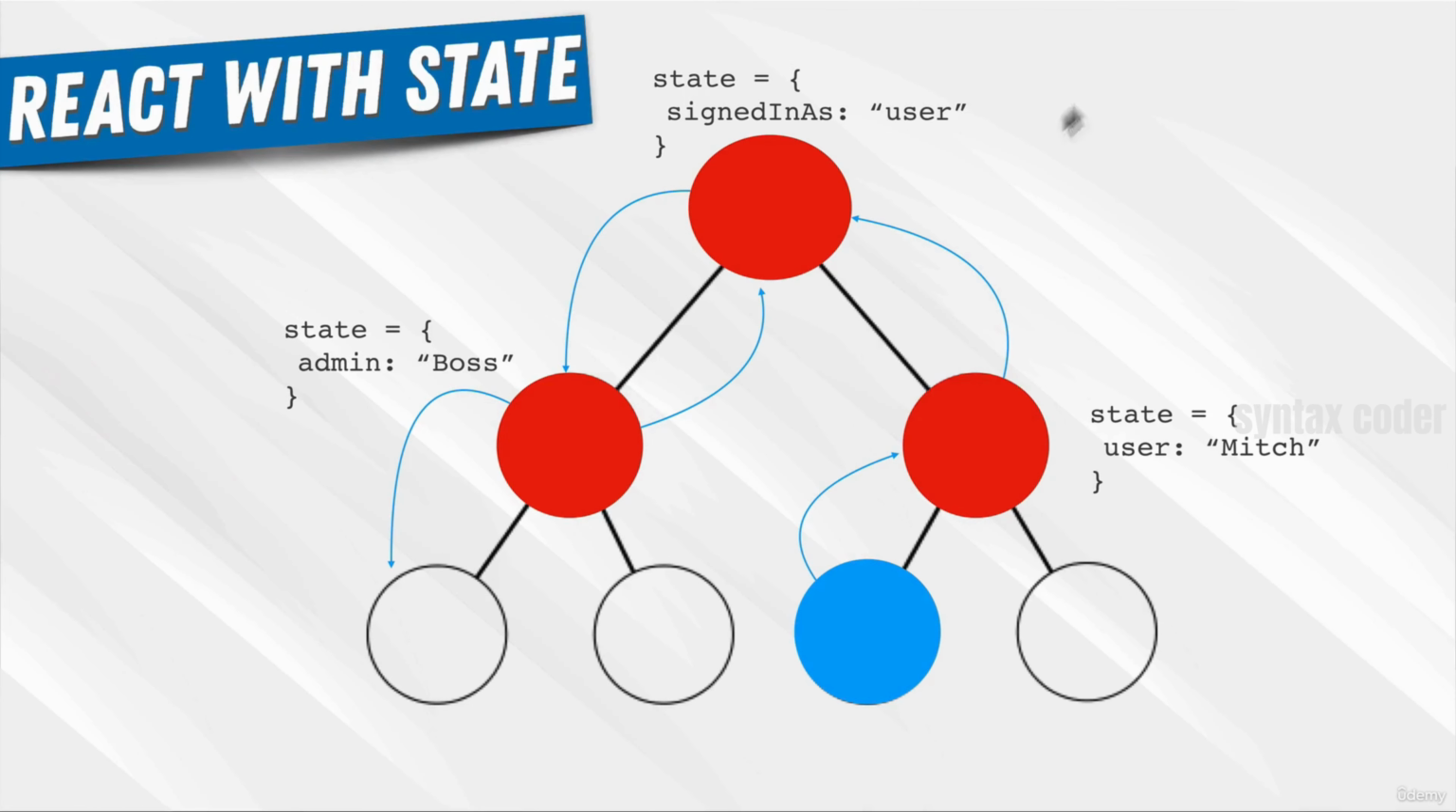Welcome back. React is simply a group of components that are rendered in a tree-like structure. So this would be the app.js. And each one of these components would have state. For example, the red dots over here, they have state. So for example, this app component will have a state of signed in as, and let's say the state is user. In that case, this user component might have a state of user Mitch. Or if signed in as is admin, it might render the admin component.